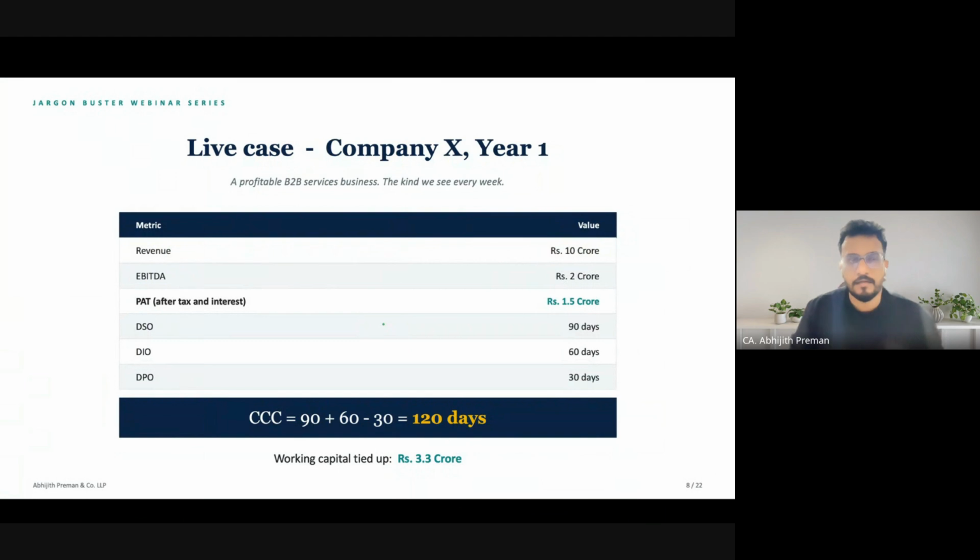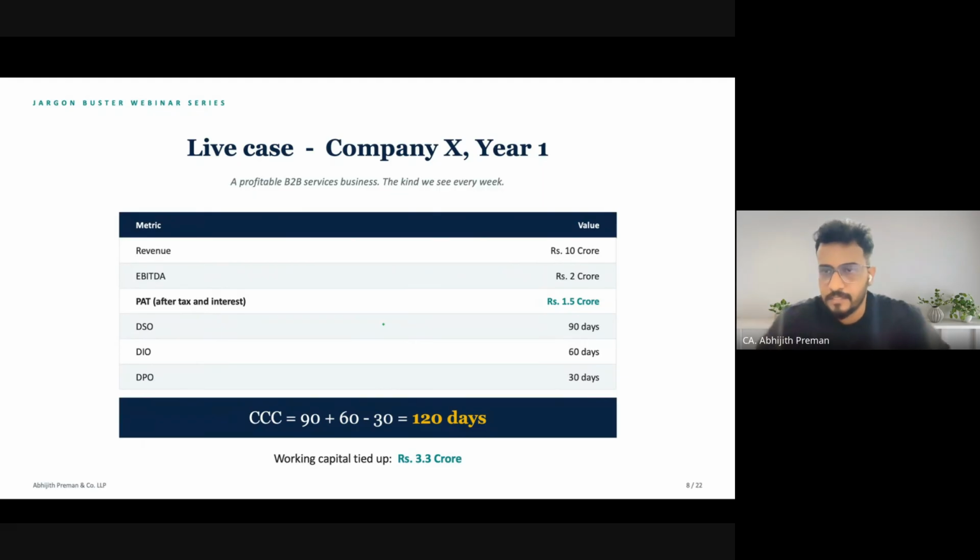Company X, year 1. So a profitable B2B services business, the kind of business we see every day. Okay. So the revenue is 10 crore, EBITDA is 2 crore, PAT is 1.5 crore. Their DSO is 90 days, DIO is 60 days, and DPO is 30 days. So what is the cash conversion cycle? It is 90 plus 60 minus 30.